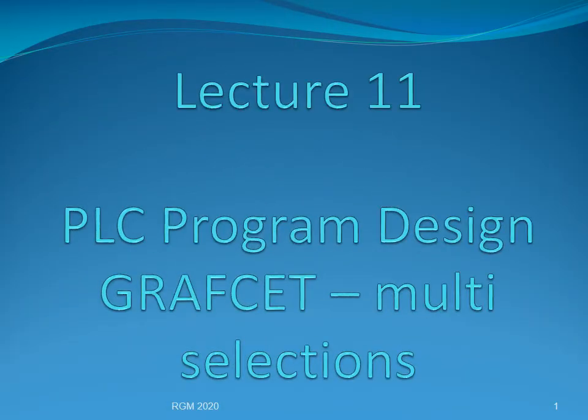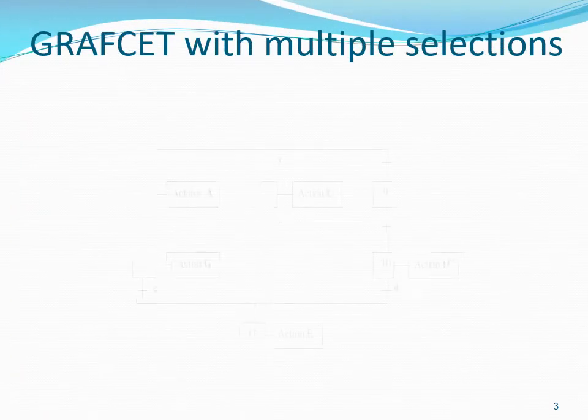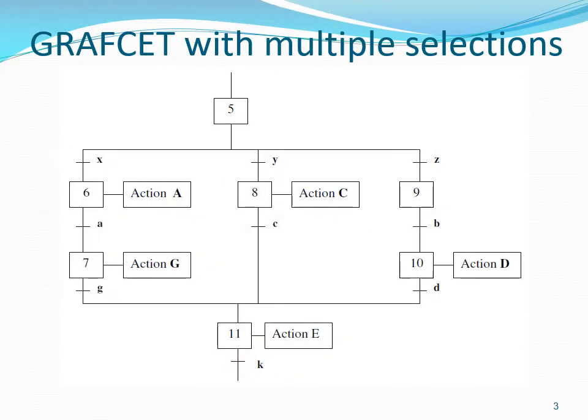In this lecture, we are going to look at graph sets with multiple selections. Here is an example of a graph set with multiple selections. From step number 5, we can go into step number 6, or step number 8, or step number 9.